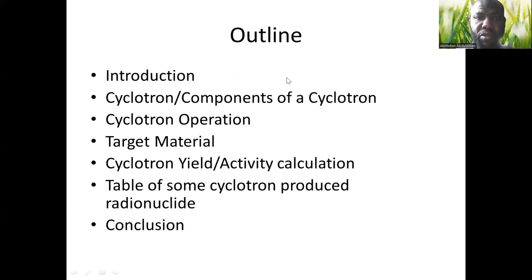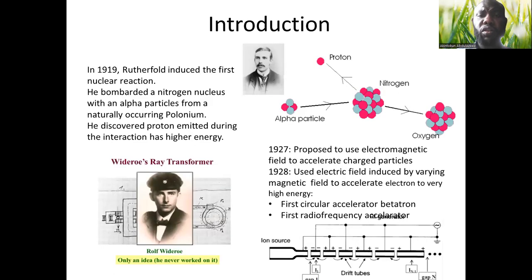Our outline today: we'll give an introduction to the history of nuclear reactions and particle accelerators. We focus more on the cyclotron and its components. We talk a bit about the operation, how the cyclotron works. We look at the target materials and their requirements, and we look at the cyclotron yield and the activity calculation. Then we go to some tables of cyclotron-produced radionuclides, and we'll do a conclusion.